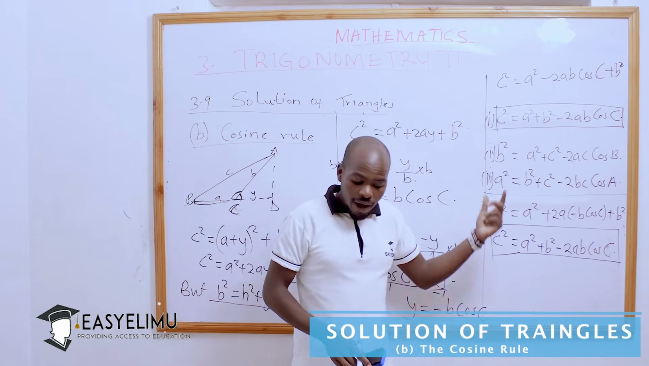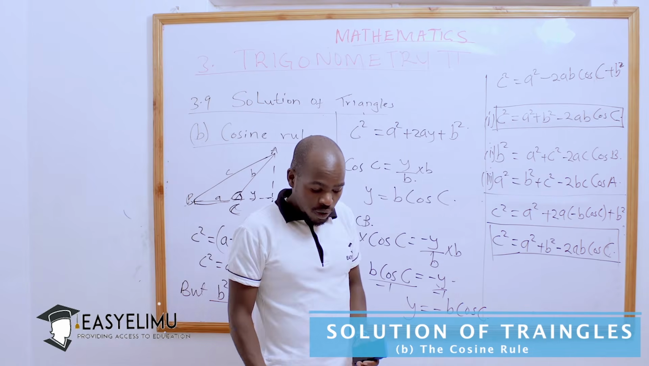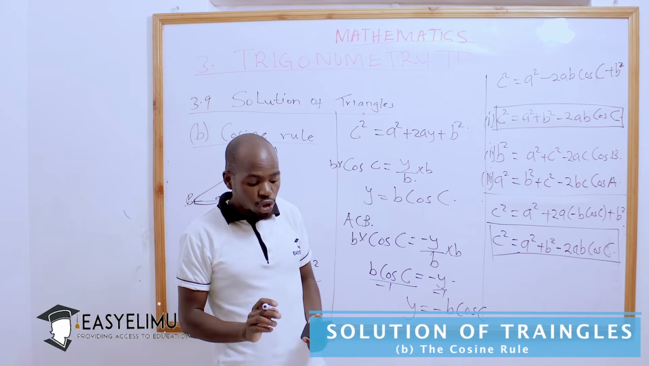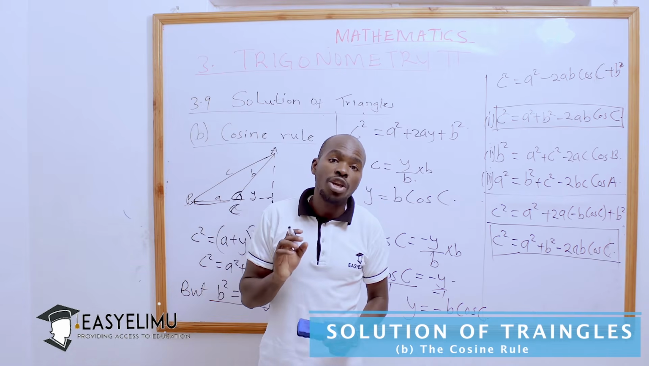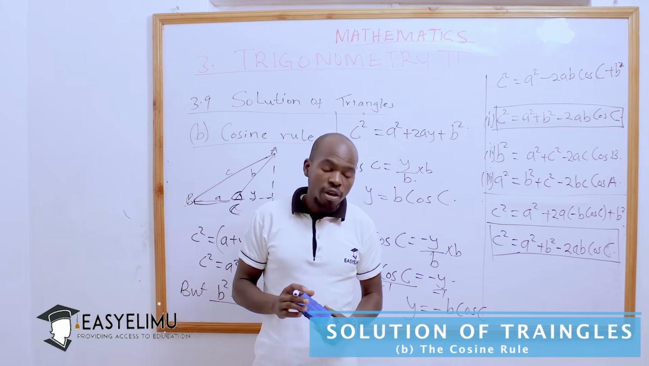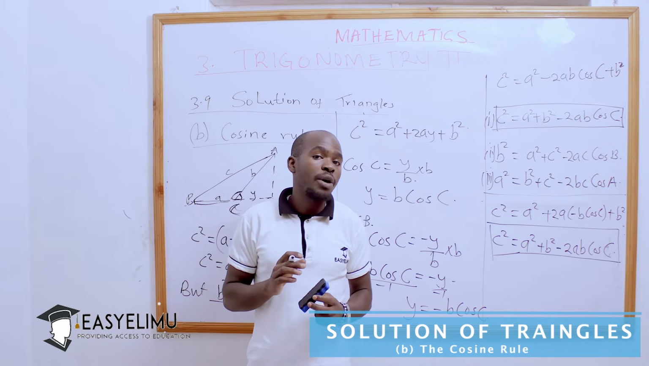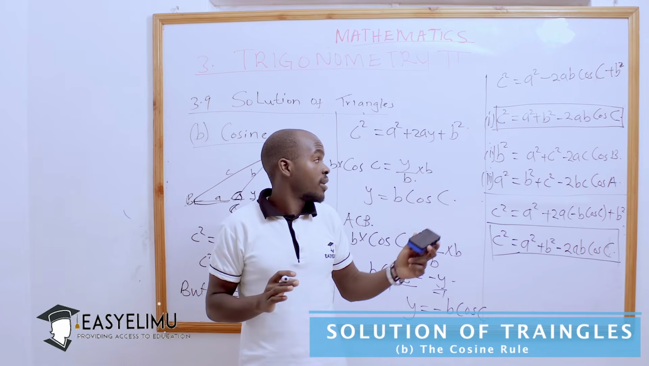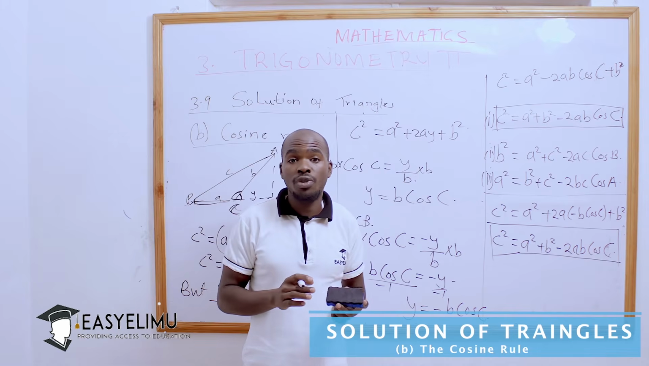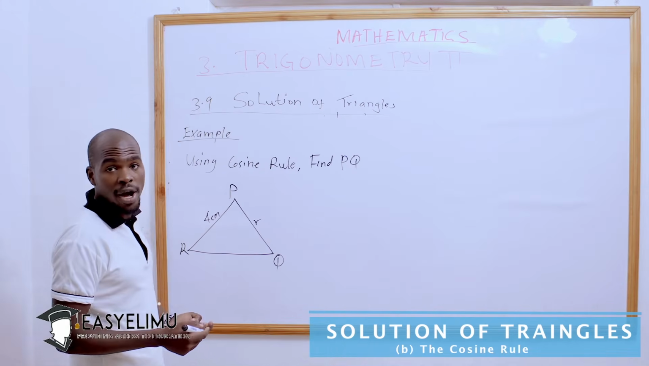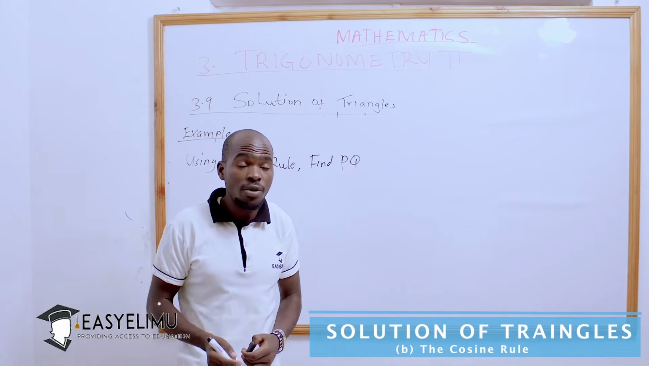They are only valid if you have been provided with two sides and the included angle. And also, if you have been given all the sides but you have no angle, that formula works for only those conditions. We want to handle an example on the cosine rule.